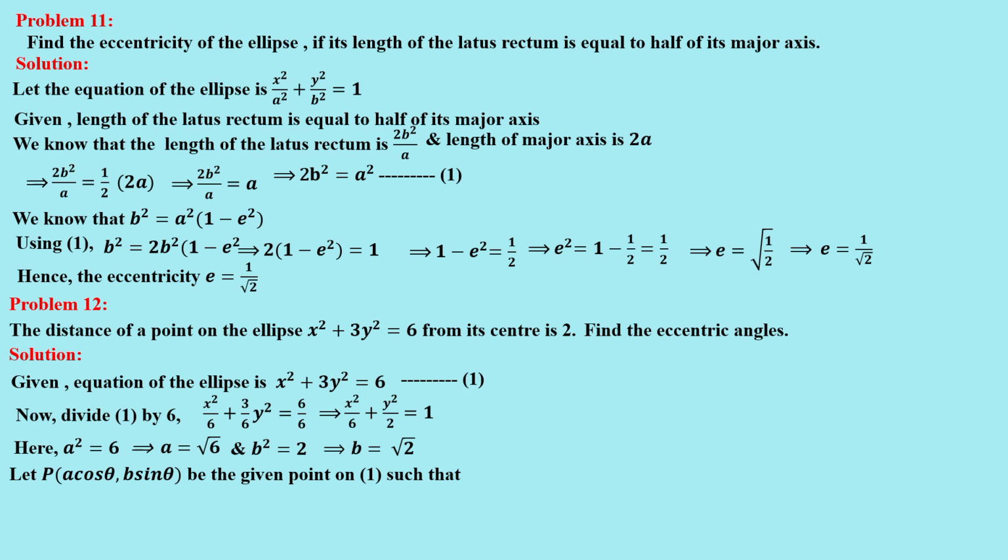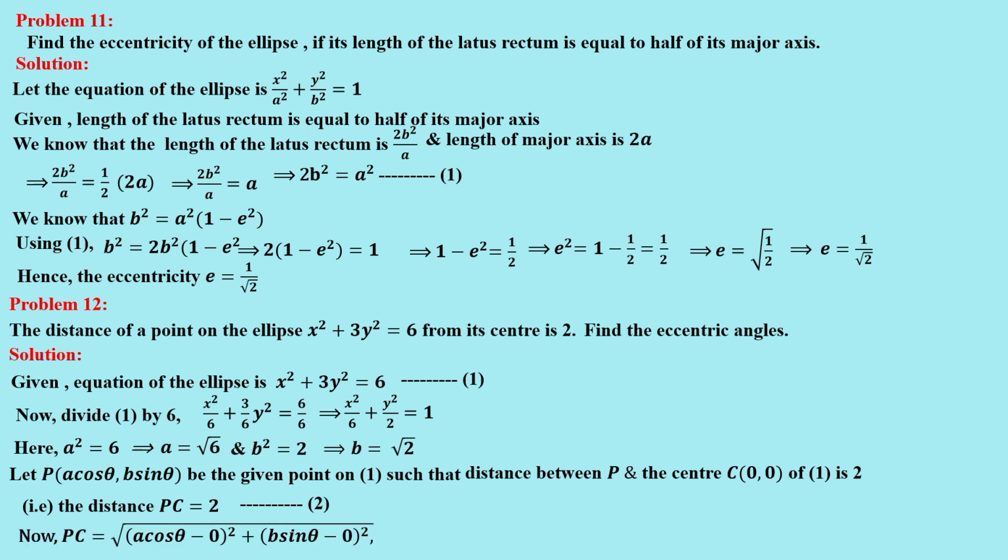We are taking parametric points, right? Because we need the eccentric angle, right? The angle is only available in the parametric equation. So the parametric equation contains theta, that is why we are taking it. Easy to understand, right? Such that the distance between P and the center C(0, 0) is 2. So the distance PC is equal to 2.